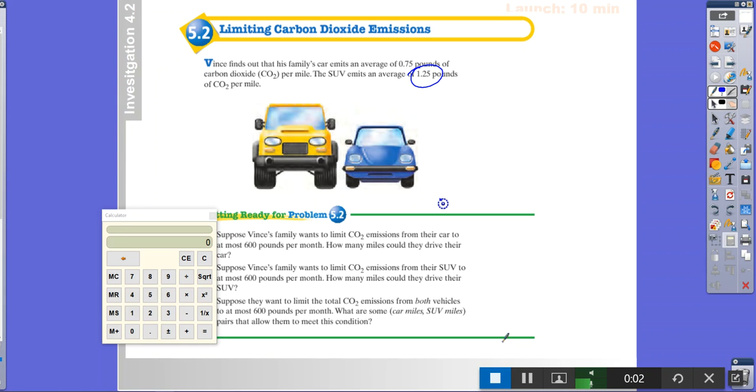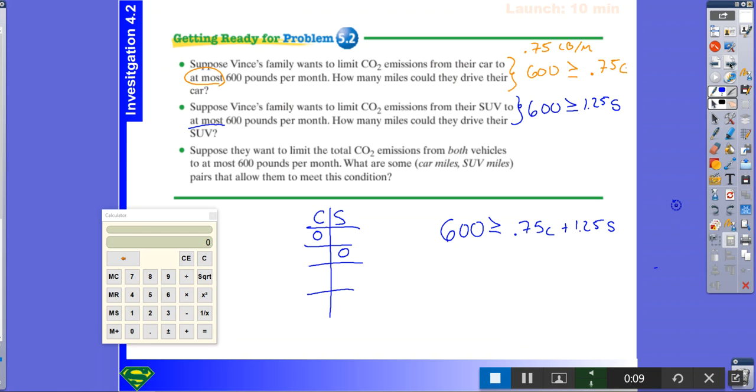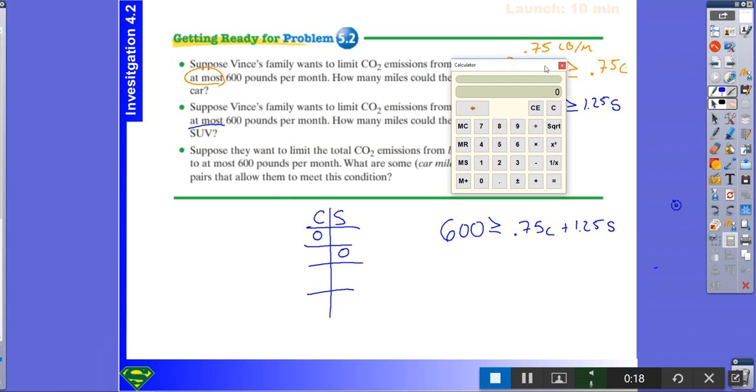All right, so if you've done your investigation, you want to see if you did it right. So coming back here, if I plug in 0 for C, that means I would have 600 pounds of CO2 just being used by the SUV. So I'm going to divide that by 1.25. And so that means I could drive 480 miles just using the SUV.